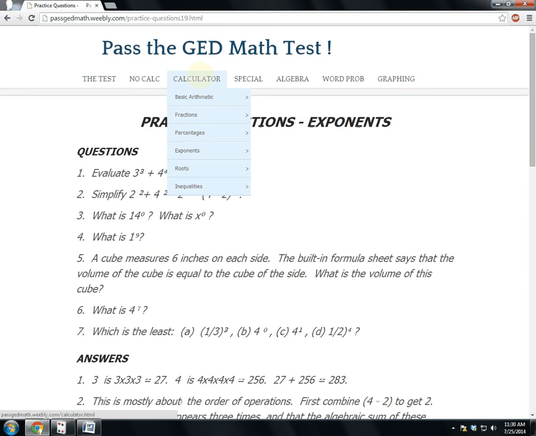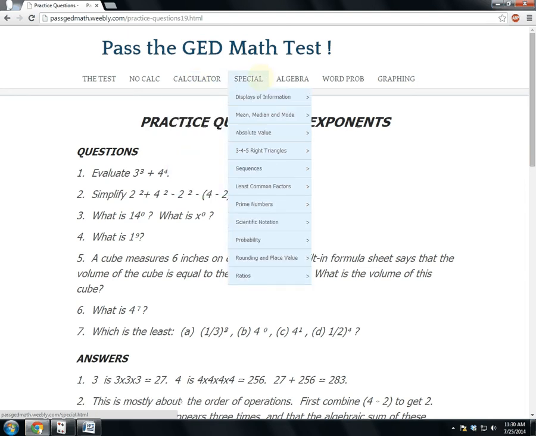The third part of the recipe comes from the special section, which is about 11 specific skills, small self-contained skills, which are the low-hanging fruit of the GED Math test. You can look at the drop-down menu here and see what these skills are. If you can get good with these 11 skills, you should be able to get another 40 points on the test, and that's the third part of the recipe.